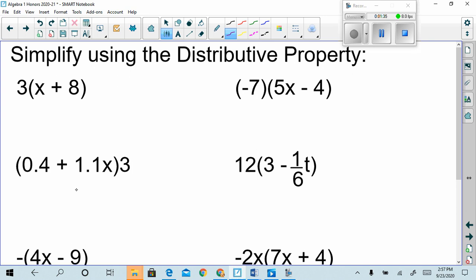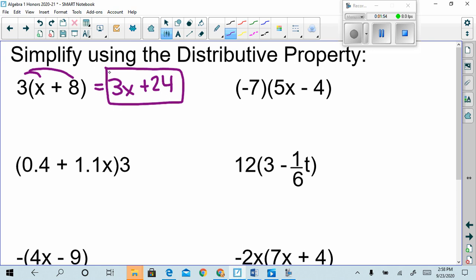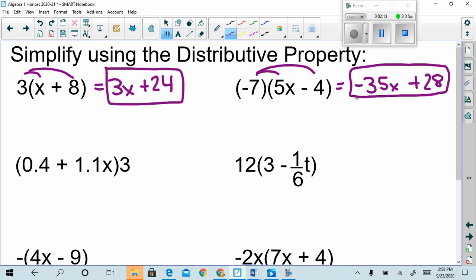So we're just looking at a number or term on the outside of parentheses, which tells us we are going to distribute 3 times x, 3x, 3 times 8 is 24. In my second one, I'm distributing a negative. When you distribute a negative, you're going to multiply by that 7 and also change the sign. This is going to give me a negative 35x plus 28. Again, the signs changed and it multiplied by 7.